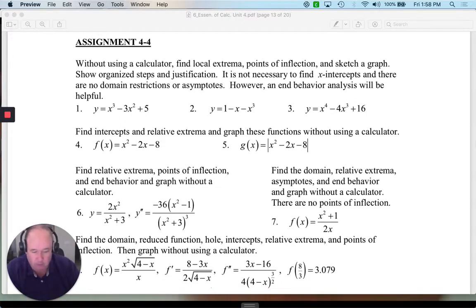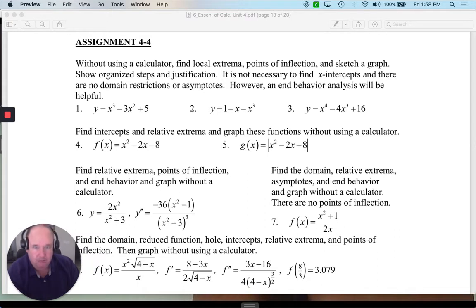Assignment 4.4. Without using a calculator, find the local extrema and points of inflection, sketch the graph, show organized steps, and justify it. It is not necessary to find the intercepts. There are no domain restrictions or asymptotes. However, an end behavior analysis might be helpful to know where the ends are going. So here's a polynomial. I want us to analyze and graph it.